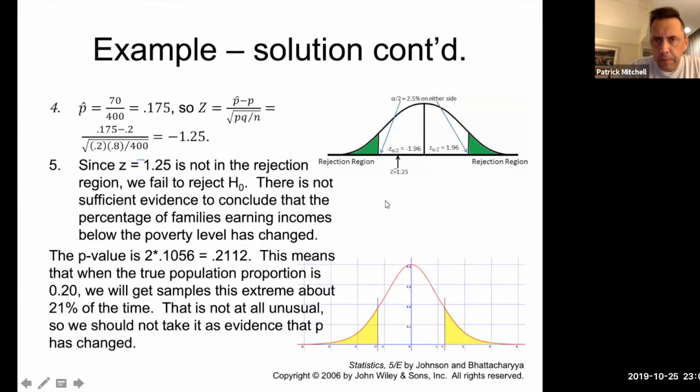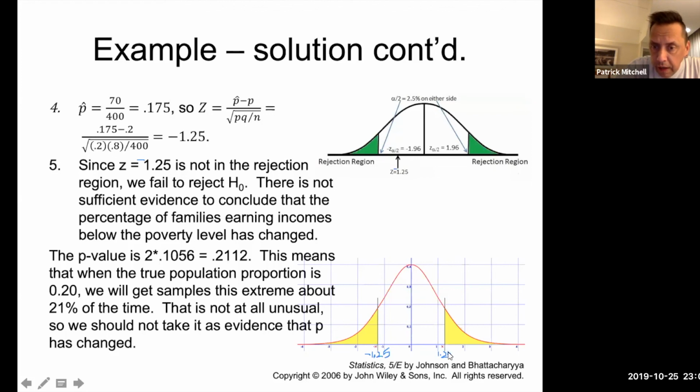So this is a picture of the proportion of the normal curve that lies either to the left of negative 1.25, or to the right of 1.25. Oops, sorry, I'm not used to writing with this mouse. So when you do a two-tail test, your p-value has to come from both sides.